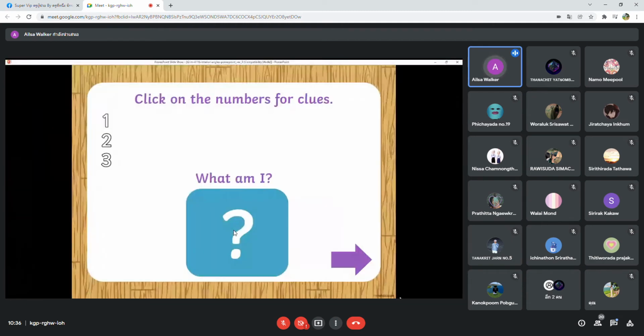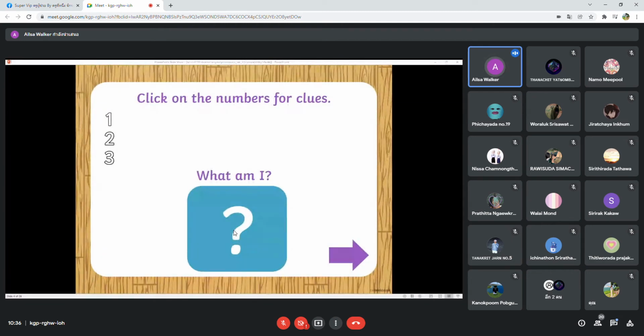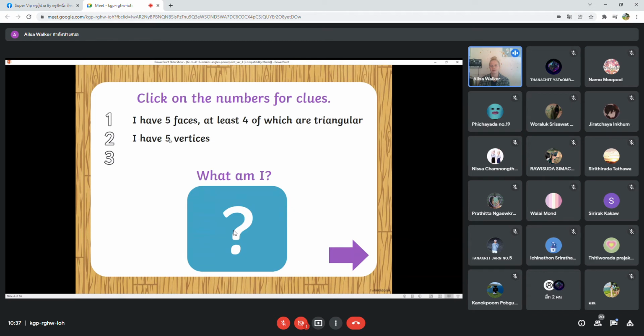Okay, next one. Let's see if you can guess this one. First clue: I have 5 faces. Remember, that's the flat part. At least 4 of which are triangular. I have 5 vertices. Remember, that is corners. I have 8 edges. What am I? Anybody know?